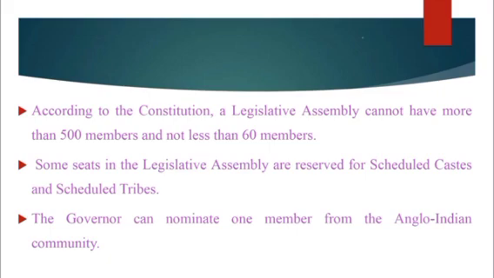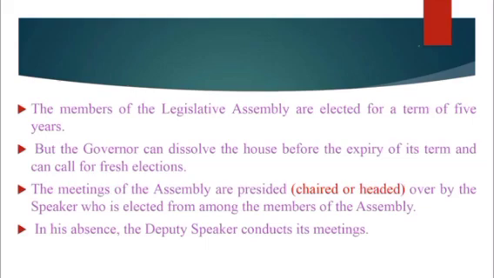Some seats in the legislative assembly are reserved for scheduled castes, which means SCs, and scheduled tribes, which means STs. The governor can nominate one member from the Anglo-Indian community. The members of the Legislative Assembly are elected for a term of 5 years, but the governor can dissolve the House before the expiry of its term and can call for fresh elections.